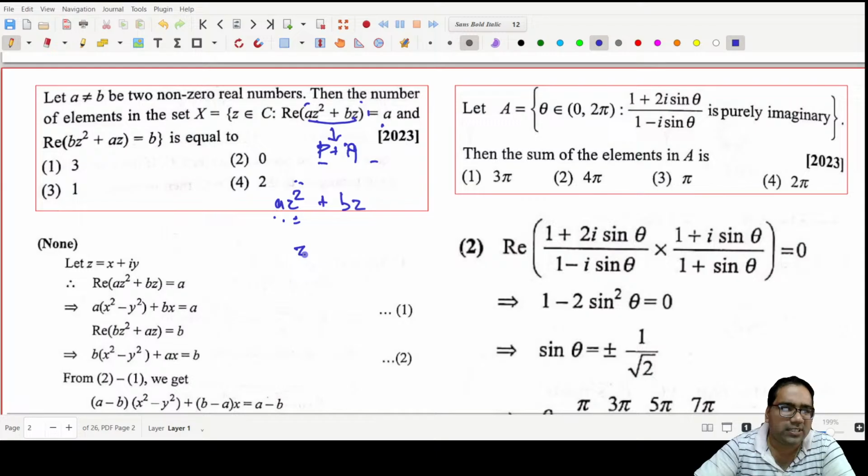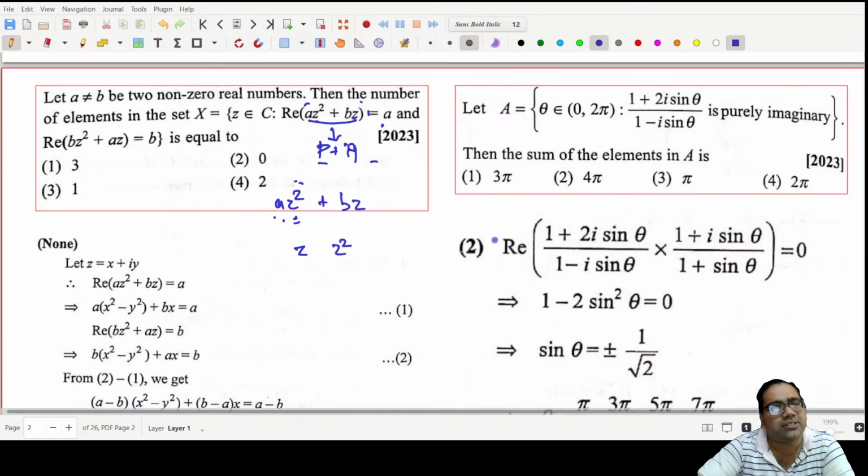Agree? See, if z is a complex number, z square is also a complex number, no? So here you are adding and multiplying some complex numbers. So ultimately, it should be a simple complex number.